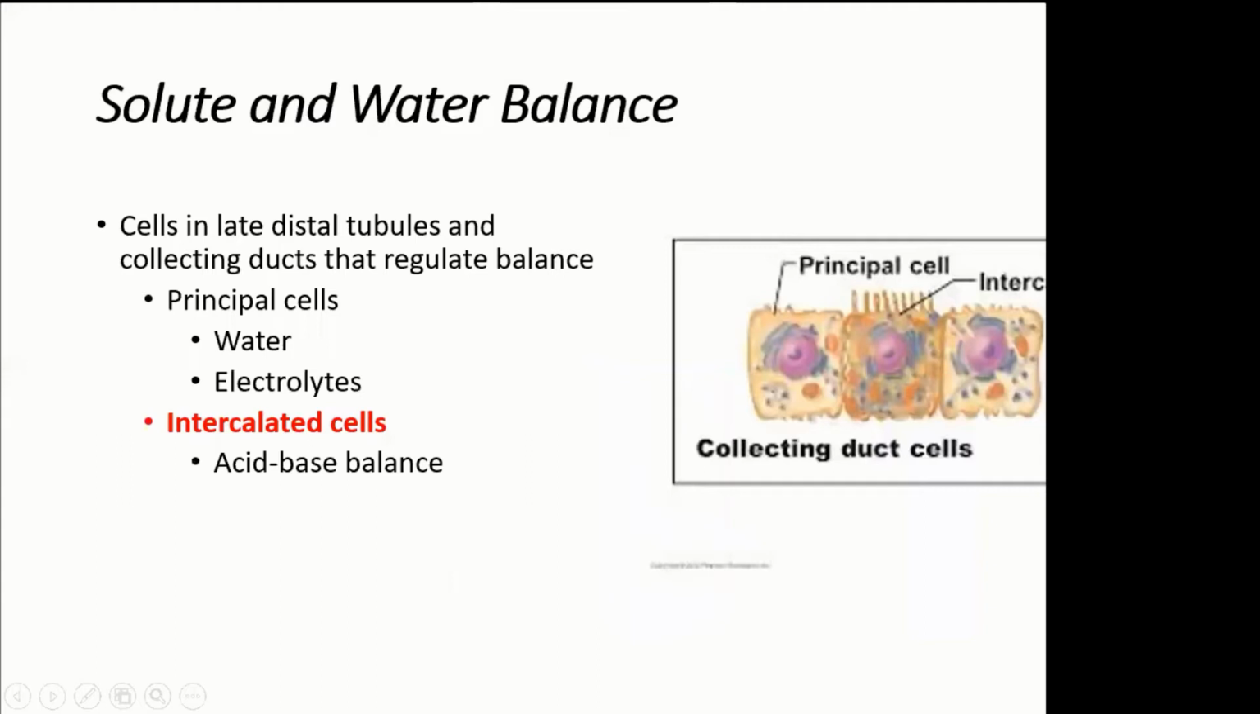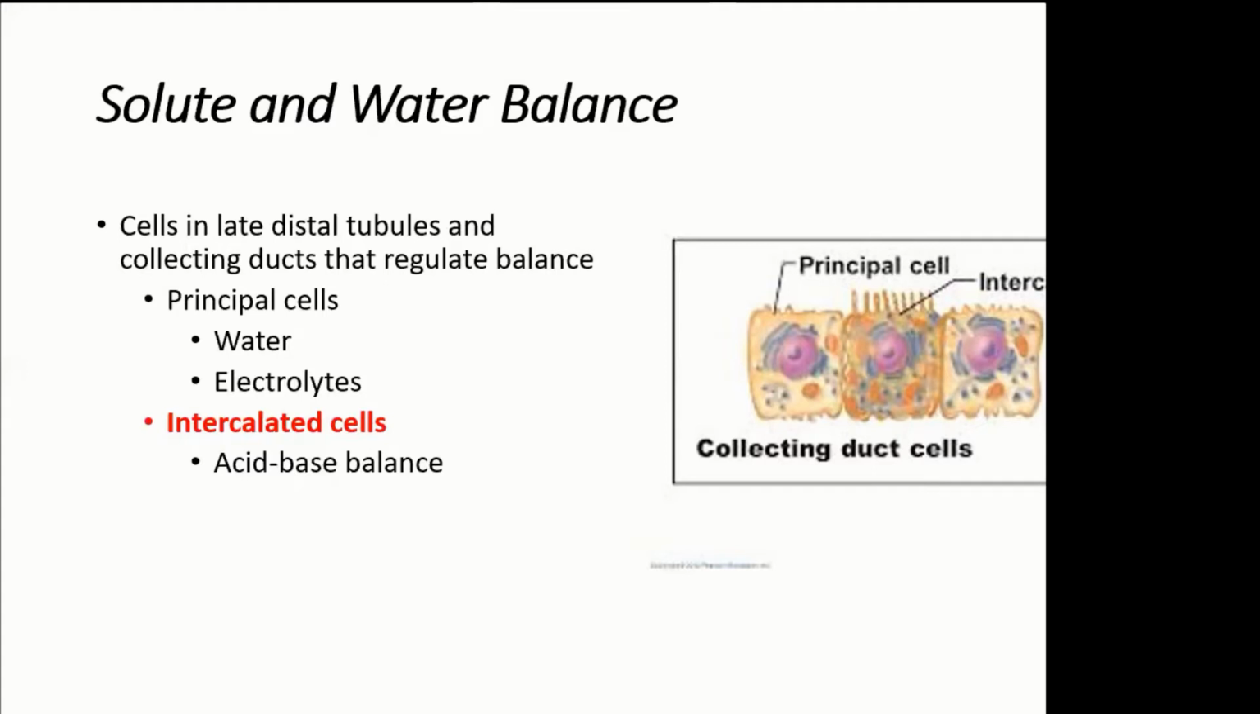Okay. As we're thinking about the balance of solutes and water, we're going to be talking about two different types of cells called principal cells and intercalated cells. The intercalated cells are really going to come into play when we start to talk about acid-base balance. So what we're talking about now is mainly regarding the principal cells. The principal cells are going to be exchanging water and electrolytes in the distal tubules and the collecting ducts. So these are cells that are specialized for regulating those two things.